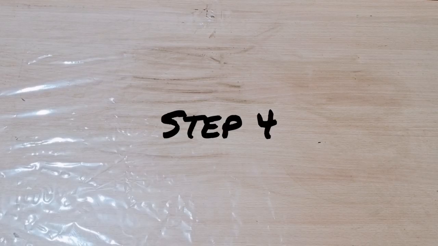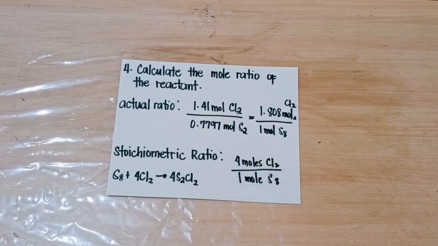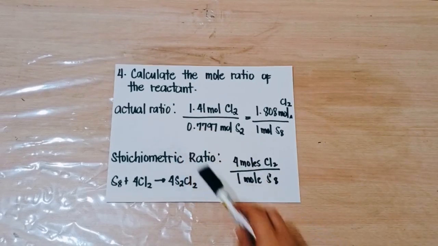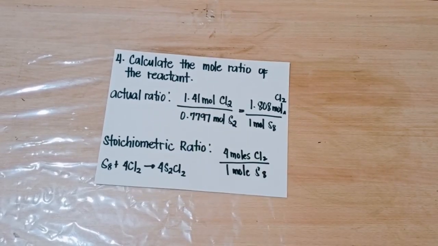Now, let's proceed to step number 4. So, step number 4, you're going to calculate the mole ratio of the reactant. So, meron tayong dalawang ratio na ginagamit. Tinatawag tayong actual ratio saka stoichiometric ratio. Ito yung dalawang yun. To determine the actual ratio of a moles, divide the available moles of chlorine by the available moles of sulfur, which you calculated in step number 3.